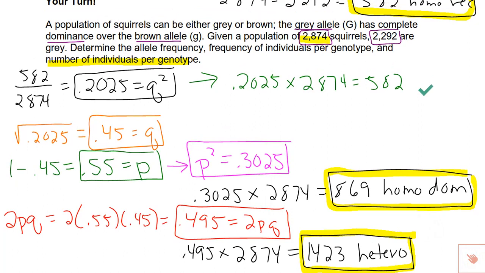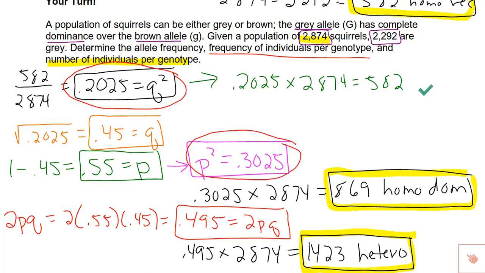So we're good there. Now, in terms of the frequency of individuals per genotype, that's going to be our P squared, 2PQ, and our Q squared. And using our second Hardy-Weinberg equation, those should add up to 1. So if I took this value plus this value plus this value, they do equal 1. So that's another way I would check my answer. Lots of places where you can check and make sure that your numbers are making sense.